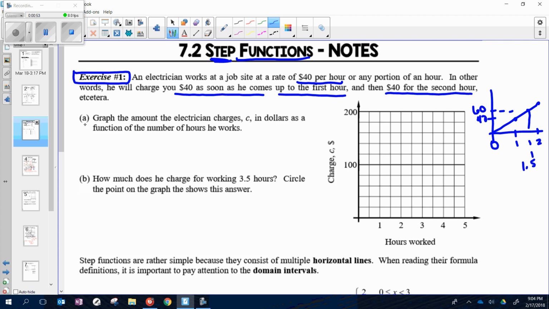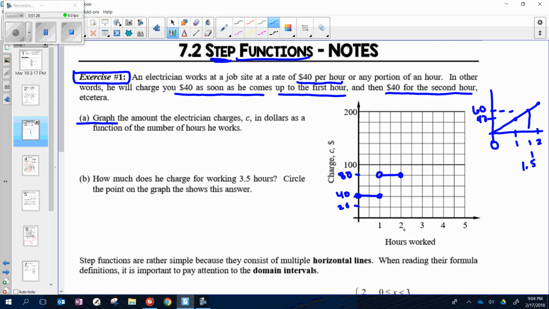So if we look at a graph, this is what this means. As soon as he gets there, you're on the clock, $40, up to the first hour. If he stays for 1 hour, you will have paid $40. If he stays longer than an hour, he's going to jump up to another $40 and start charging you $80. So after 1 hour, you're up here. If he stays for that long, you'll be paying $80.